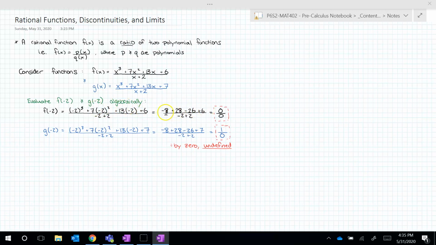Negative 8 plus 28 is 20, minus 26 is negative 6, plus 6 makes 0. And on the bottom, of course, negative 2 plus 2 makes 0. So I'm dividing by 0 here. For g of x, completely identical, but instead of adding 6 at the end, we had 7, so we end up with 1 divided by 0. Both of these, if you remember back to Algebra 2, are undefined. Division by 0 is not possible.